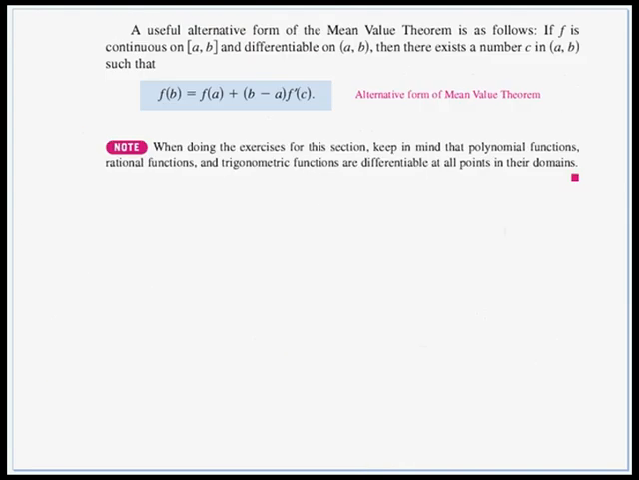And then there's also a useful alternative to this mean value theorem. If f is continuous on the closed interval a to b, differentiable on the open interval a to b, there's a number c somewhere in that interval such that f of b is equal to f of a plus the quantity b minus a times the derivative at point c. Keep in mind when we're doing the problems for this section that all polynomial functions, rational functions, and trig functions are differentiable at all points in their domain.